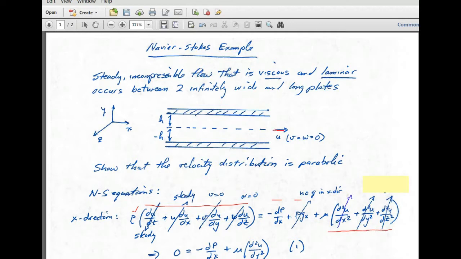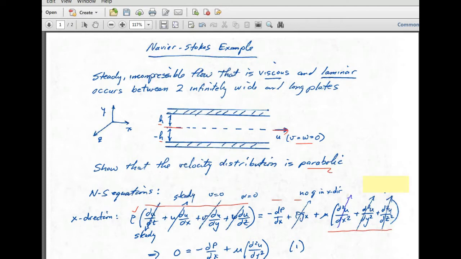So we have two plates. We have flow passing through these plates only in one direction, so it's u, and v and w are equal to 0, so remember that. We have the coordinate system set up, so x is this way, y is up and down, and the plates are 2h apart, so we have the plus h direction here and the minus h direction here. We want to show that the velocity distribution is parabolic.